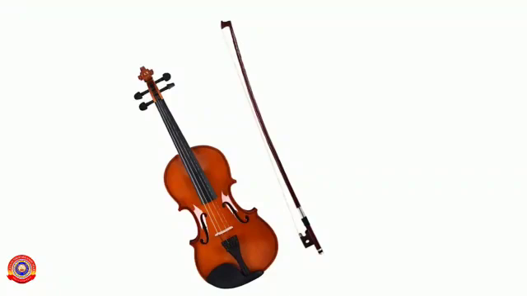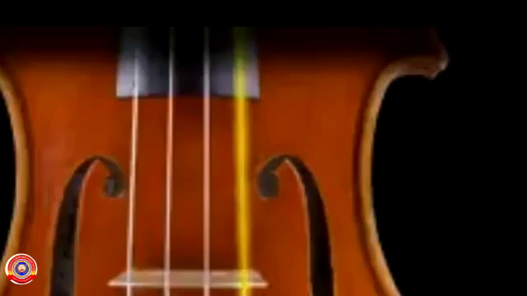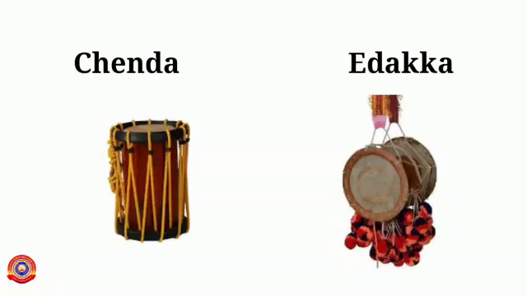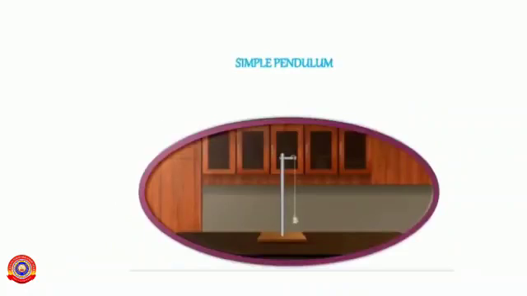When you listen to the sounds by plucking the different strings of a violin, you will understand that the sound emitted from all the strings are not similar. The same situation. There is a difference in the sound produced by Chenda and Idakka. What may be the reason for this difference? Let's find out the reason for these differences in sounds produced by different sources of sound. For that, there is an activity for you.